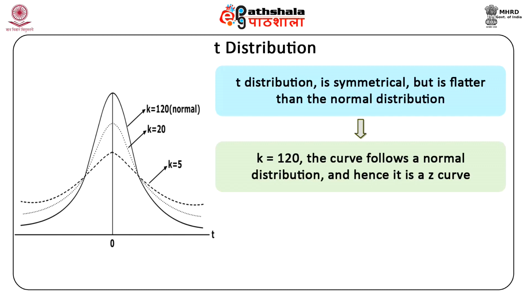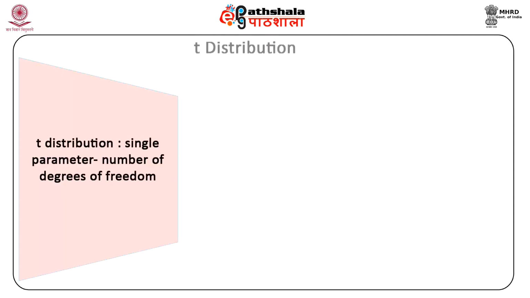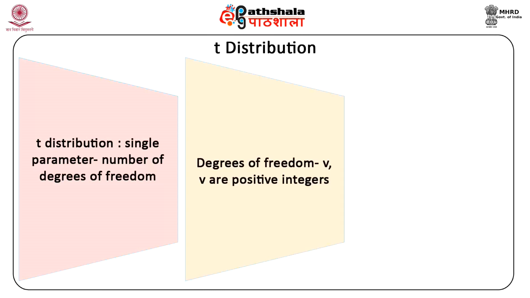It can be seen that as degrees of freedom increase, the spread of the corresponding t curve decreases, that is, the spread of the t curve with k equal to 20 is less than the spread of the t curve with k equal to 5. Hence, as the degrees of freedom increase, the t distribution approximates the normal distribution. Any particular t distribution results from specifying the value of a single parameter called the number of degrees of freedom. We denote this by nu. Possible values of nu are the positive integers 1, 2, 3 and so on.